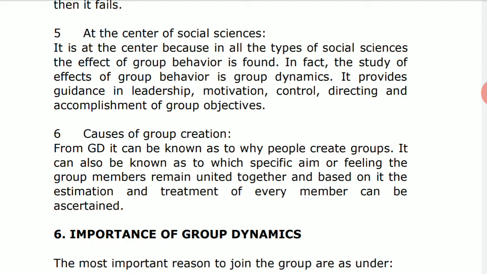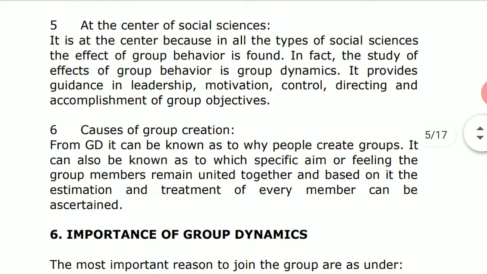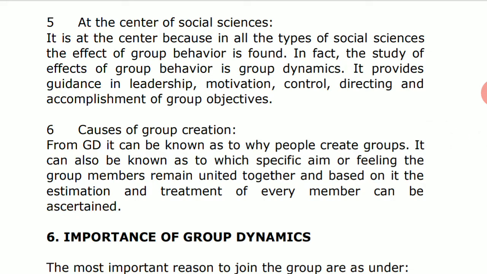Next comes that it is at the center of the social sciences. It is at the center of the social sciences because in all the types of social sciences, the effect of group behavior is found. In fact, the study of the effect of group behavior is group dynamics, and it provides a kind of guidance in leadership, motivation, control, directing and accomplishment of the group objectives. That means every social science is at the center.